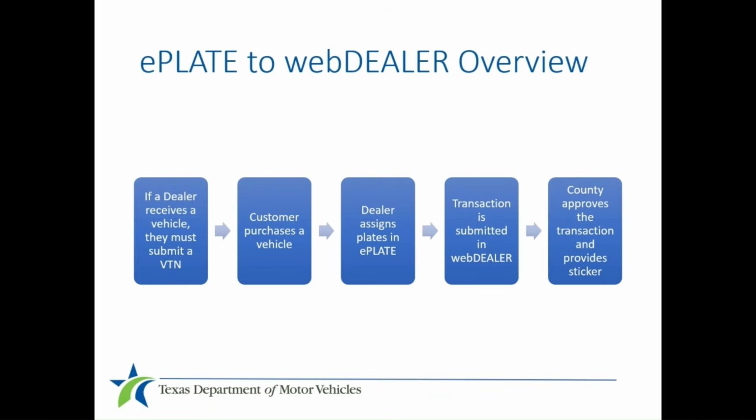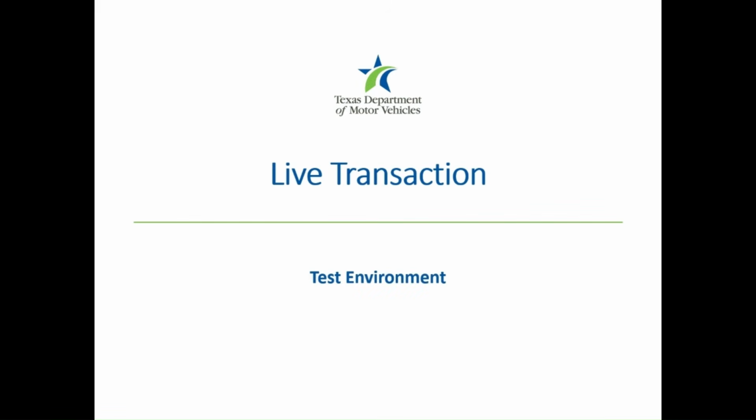Remember, you have 30 days from the date of sale to complete this, or 45 days if it's seller financed. Final step. The county will review and approve the transaction and provide the registration sticker. And that's the full process from ePLATE to webDEALER. So let's go through all of that live, starting with ePLATE.